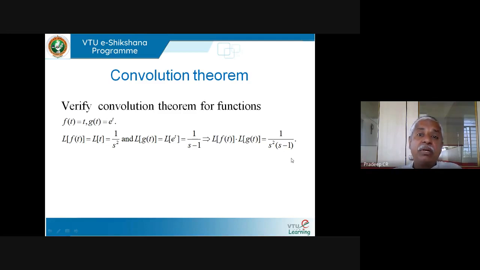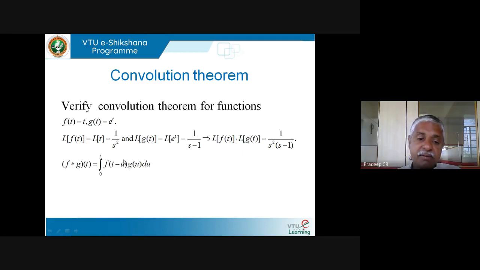They are not equal. This is what I wanted to illustrate also. See, Laplace of f into Laplace of g is not Laplace of f into g. That is easily seen in this example. Because Laplace of f into g, I have not written it here, is Laplace of t into e power t, which is nothing but 1 by s minus 1 whole square, which has nothing to do with 1 by s square into s minus 1, which is Laplace of f into Laplace of g.